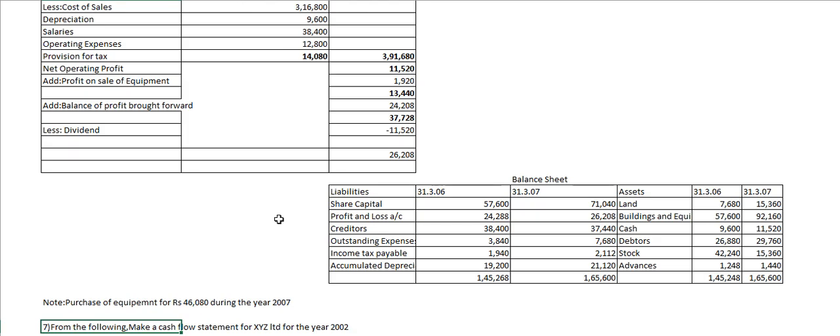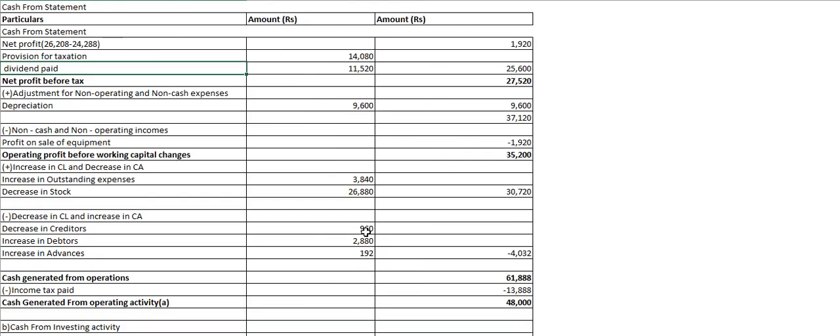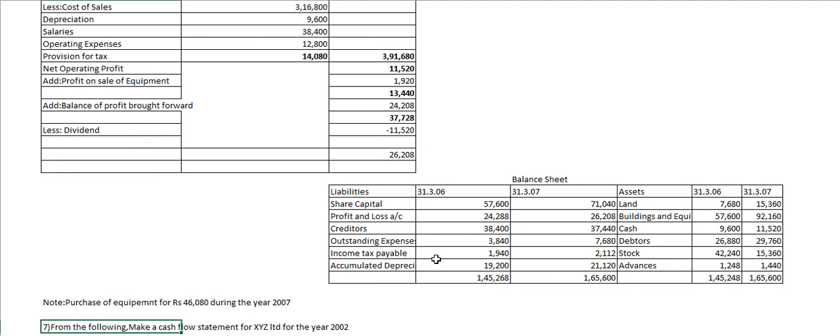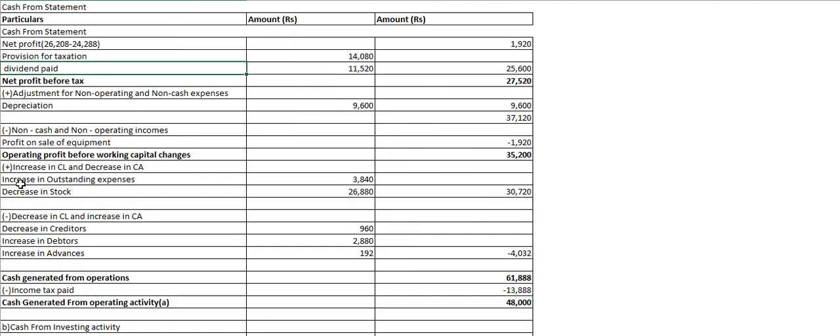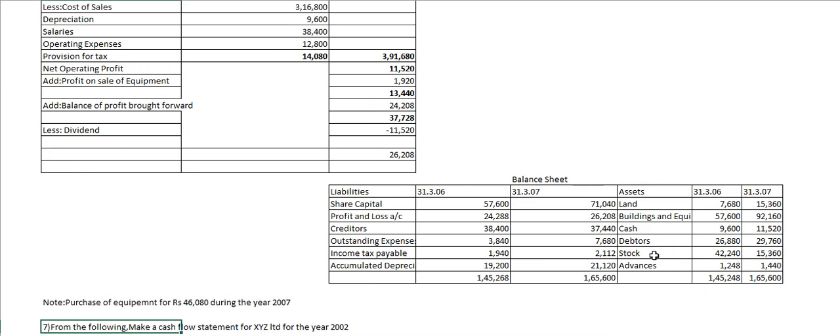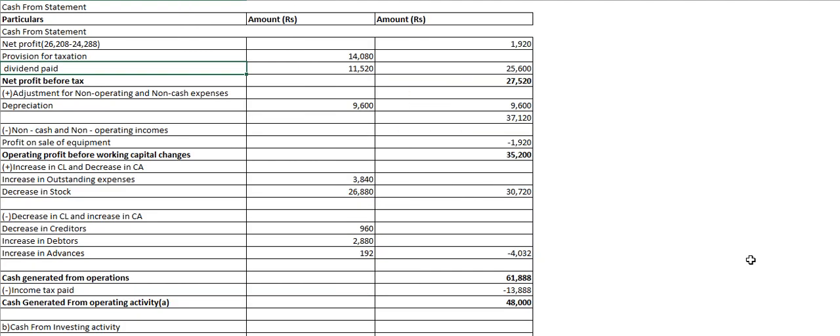So in the question, if you see, only the outstanding expenses from your liability side have increased. So you will show that up, increase in outstanding expenses, which is 3,840. Moving on to your asset side, your stock has decreased. So you will show it up as decrease in stock, which is 26,880.